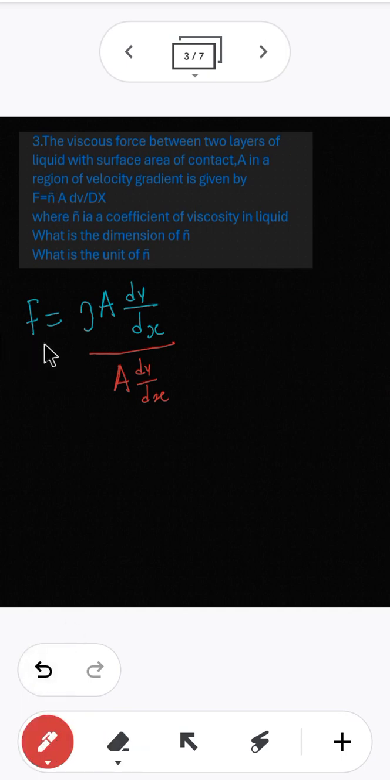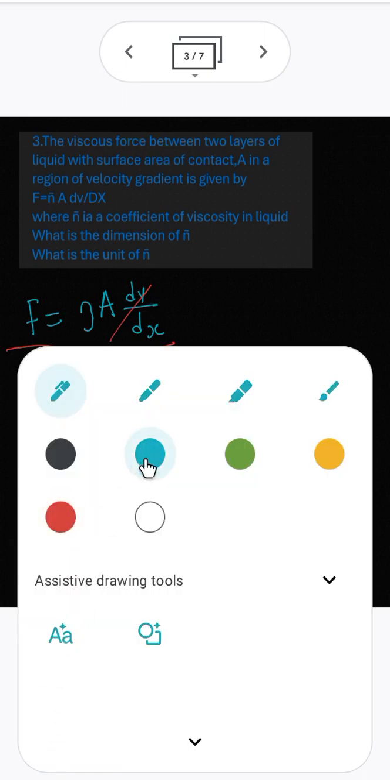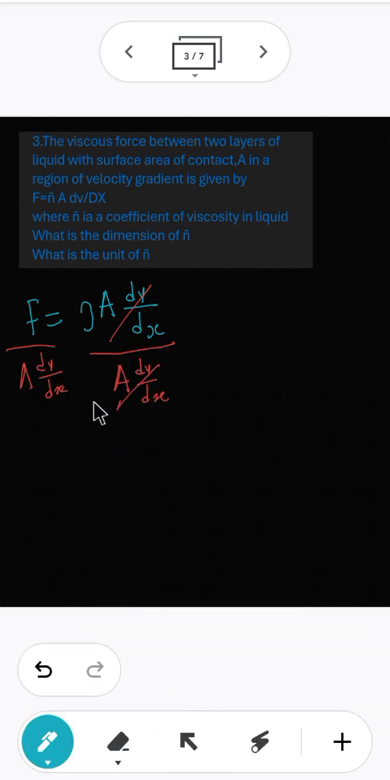So we're just going to divide both sides by the v over the x. Now this is going to cancel out this, so you're going to be left with, I know most of us have seen this equation before. We're going to be left with n equal to f over A times v over x. This is your first step.